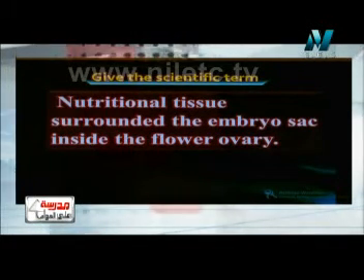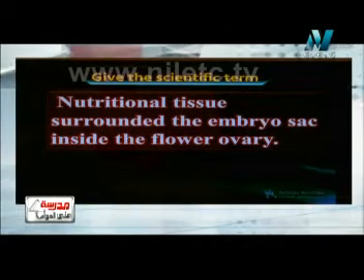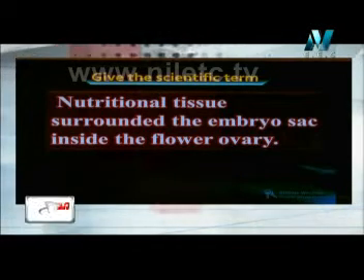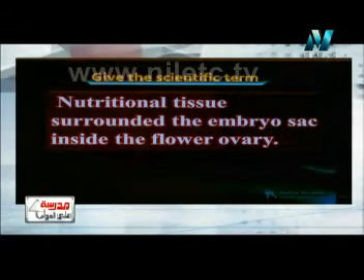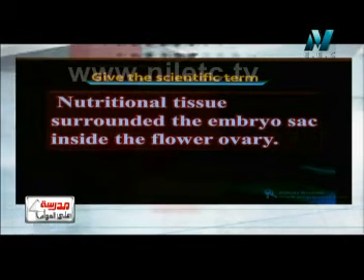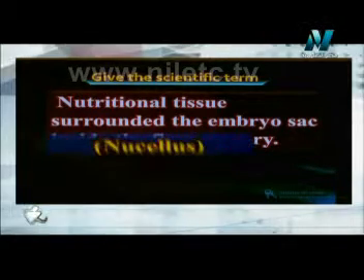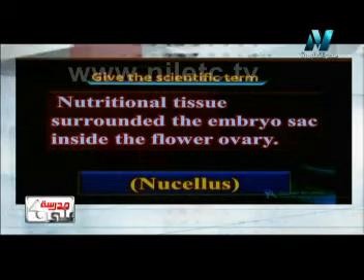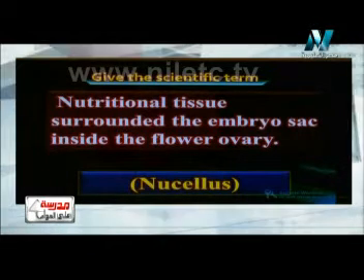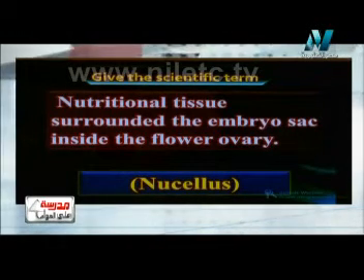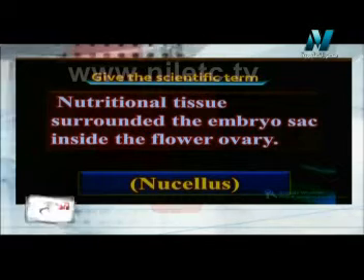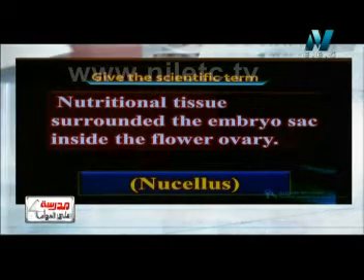Nutritional tissue surrounds the embryo sac inside the flower ovary. Of course, that's called the nucellus. The nucellus is the tissue surrounding the embryo sac to feed the embryo sac and supply it with a suitable amount of food. The next question.